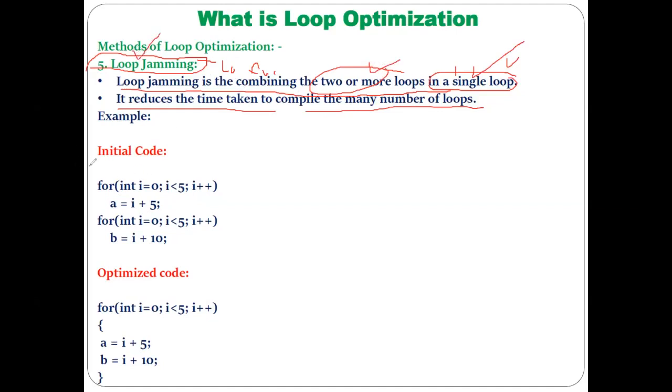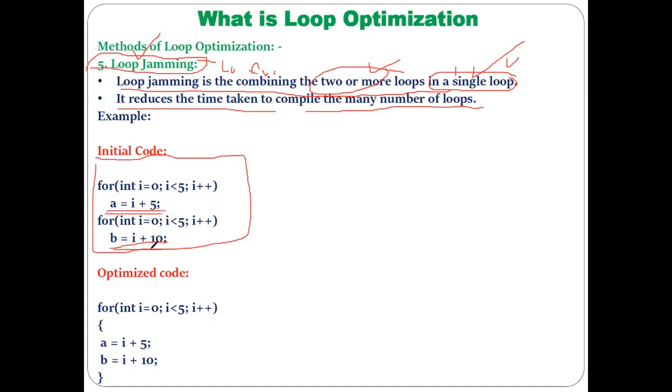Okay. Now consider the code here. This is the code before the loop jamming optimization. Okay. Now in this code you can see for int I equal to 0, I less than 5, a equal to I plus 5. For int I equal to 0, I less than 5, b equal to I plus 10. Here I plus 5, here I plus 10. Now what is happening here, as you can see.